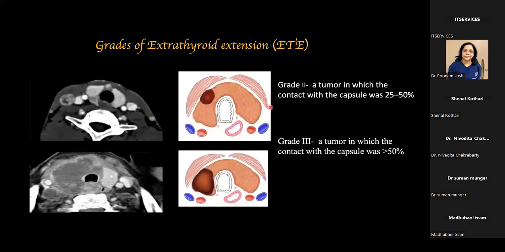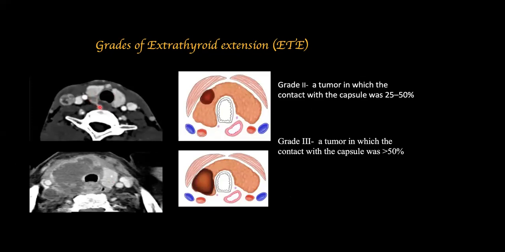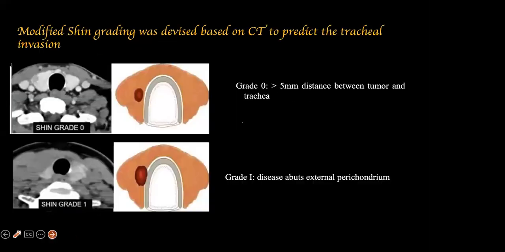Then grade 2 is when a tumor is in contact with the capsule up to 50%. So over here, this is the nodule, up to 50% of the nodule is in contact with the capsule. So this is grade 2 extrathyroid extension. And over here, you can see a frank extrathyroid extension when the contact with the capsule is more than 50%. So obviously a grade 3 extrathyroid extension. Now, one of the studies done in our institute was to grade or predict the tracheal invasion.